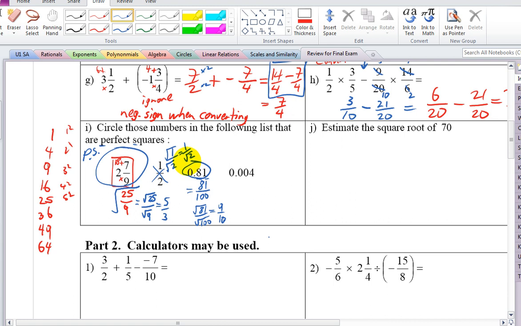Yep, that's right. Tens, hundreds, thousand. Okay, good. So watch your decimal place. Now, square root 4 is easy. What about square root 1,000?